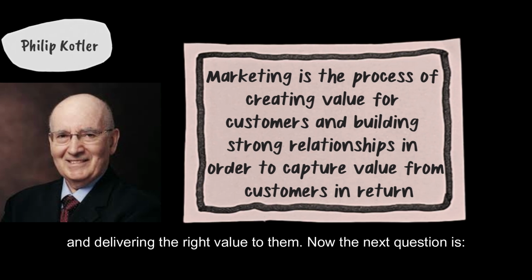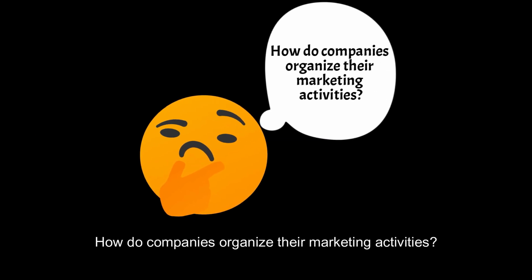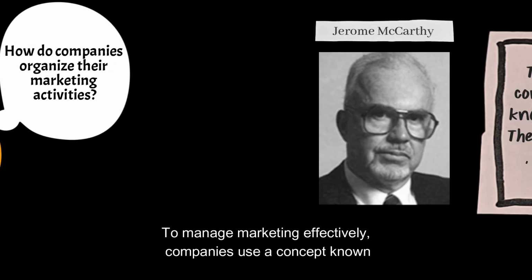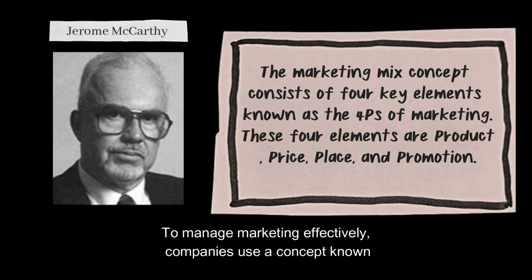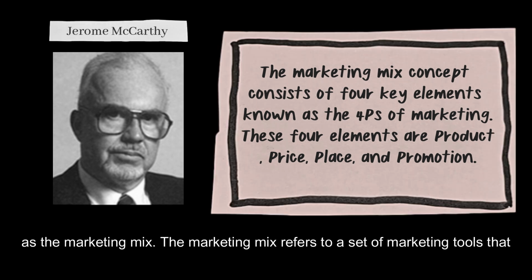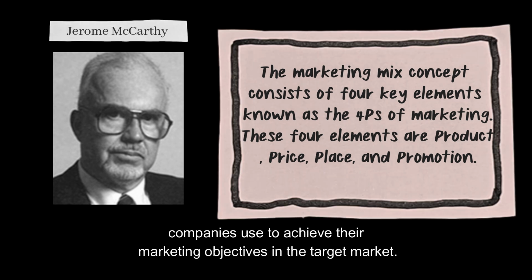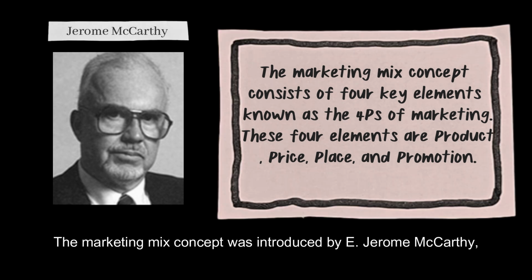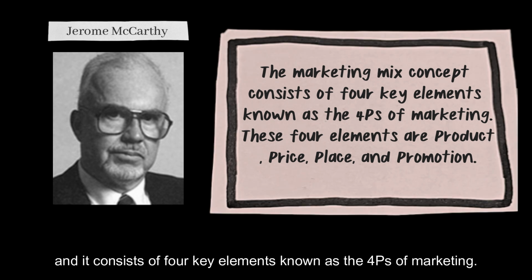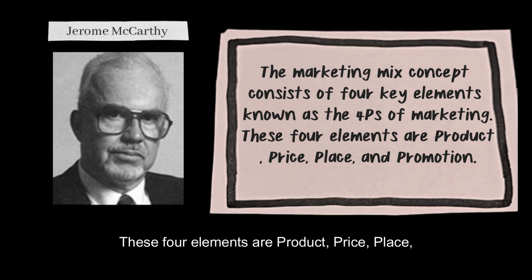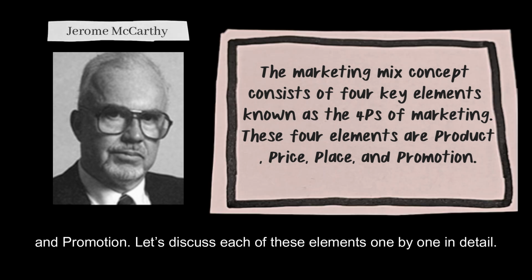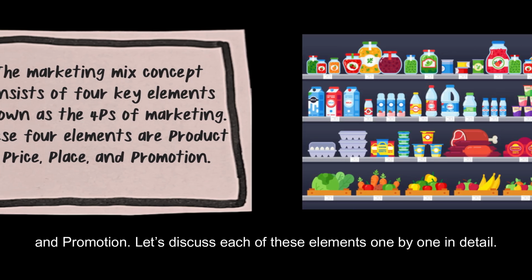Now, the next question is, how do companies organize their marketing activities? To manage marketing effectively, companies use a concept known as the marketing mix. The marketing mix refers to a set of marketing tools that companies use to achieve their marketing objectives in the target market. The marketing mix concept was introduced by E. Jerome McCarthy, and it consists of 4 key elements known as the 4 Ps of marketing. These 4 elements are product, price, place, and promotion. Let's discuss each of these elements one by one in detail.